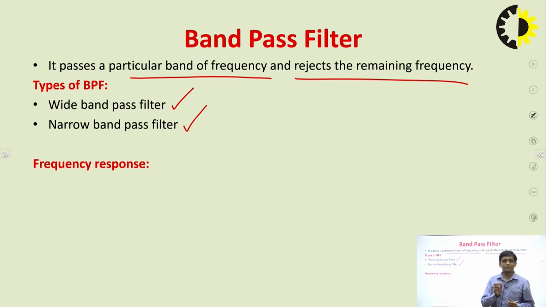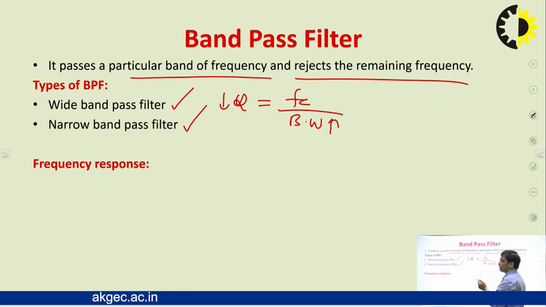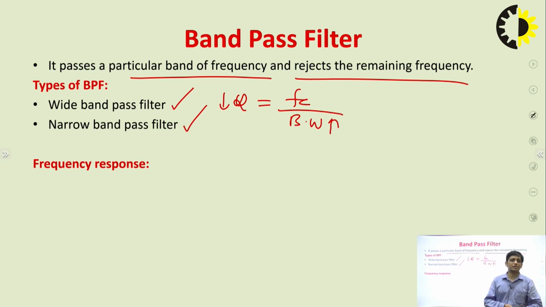There is one classification that is based on quality factor, and that quality factor Q is equal to center frequency FC upon bandwidth, right? So for the wide band pass filter, the bandwidth is higher, so the quality factor will be less. And for the narrow band pass filter, vice versa. In the narrow band pass filter, the bandwidth will be less, so the quality factor will be more. So there is one classification on the basis of quality factor. That classification is if quality factor Q is less than 10, then it will be considered as a wide band pass filter.